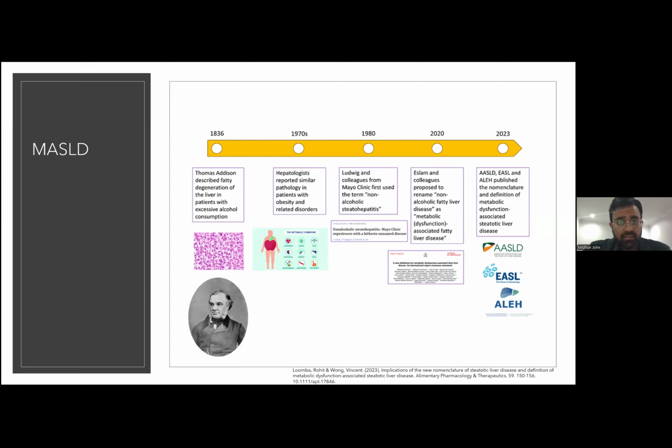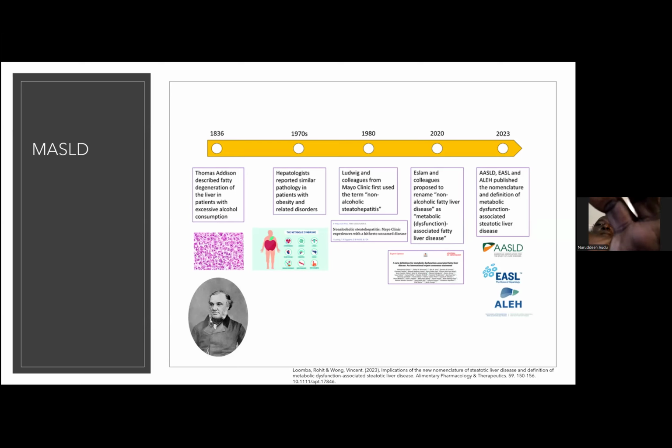Fast forward another 10 years, in 1980, Ludwig and colleagues from the Mayo Clinic first used the term non-alcoholic steatohepatitis. It was poorly understood then, and it mimicked a lot of alcoholic hepatitis, and also progressed to cirrhosis. So there was a little bit of confusion with regards to the actual term. Fast forward another 40 years, Eslam and colleagues proposed to rename non-alcoholic fatty liver disease as metabolic dysfunction associated fatty liver disease, or MAFLD.